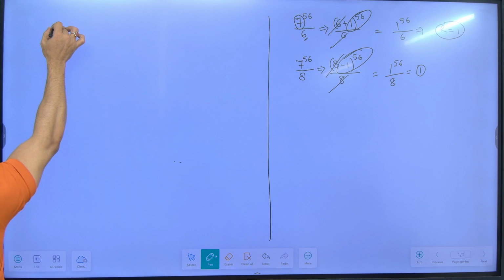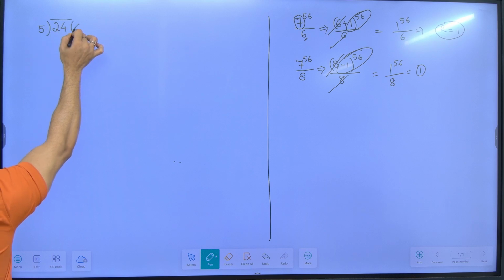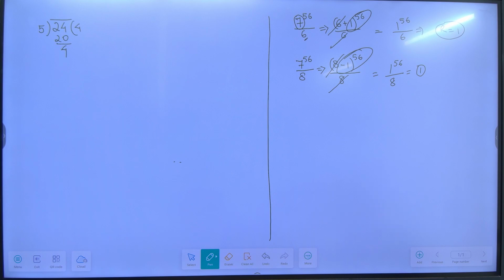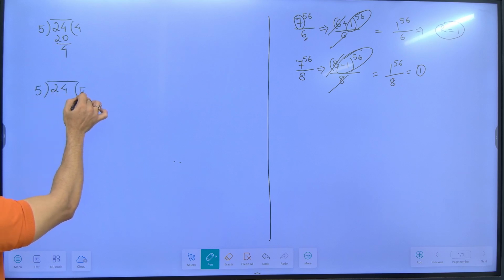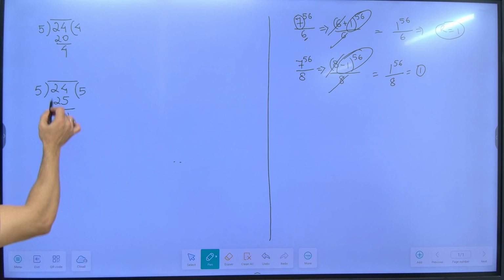For example, if I divide 24 with 5, 5 4s are 20 and remainder is 4, right? If I divide 24 again with 5, and if I do 5 5s are 25, remainder is minus 1, because I do this minus this, remainder is minus 1. Now I got negative remainder.